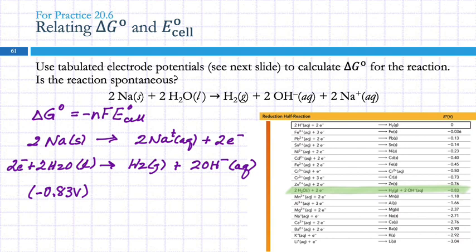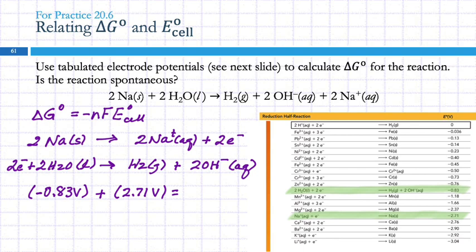And then we need to find the other one. The other one's going to be backwards, so we're looking for Na plus. And that's down here. So I'm using the equation backwards, so I'm going to change the sign on the potential. And there the potential was negative 2.71, so now it's positive 2.71 volts.